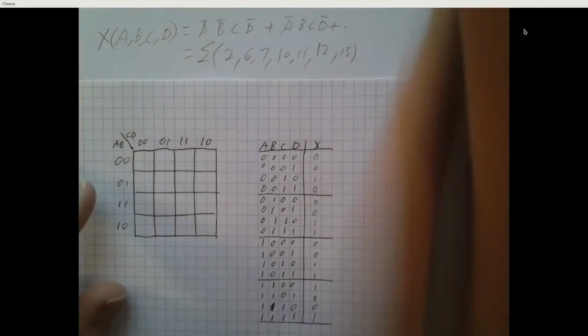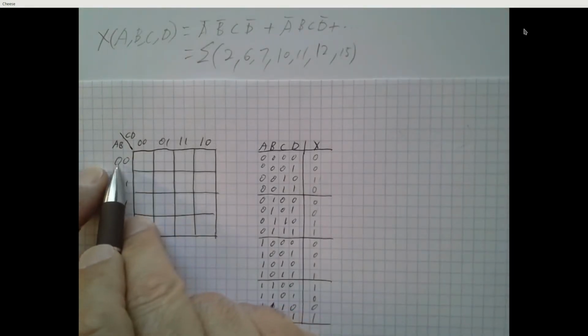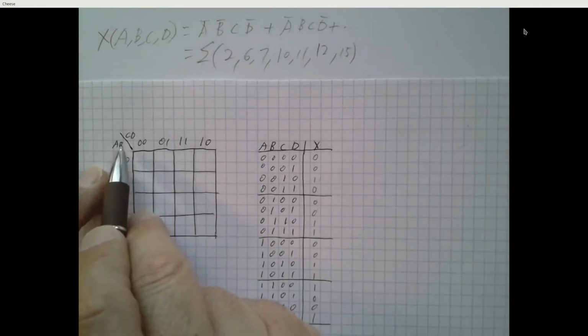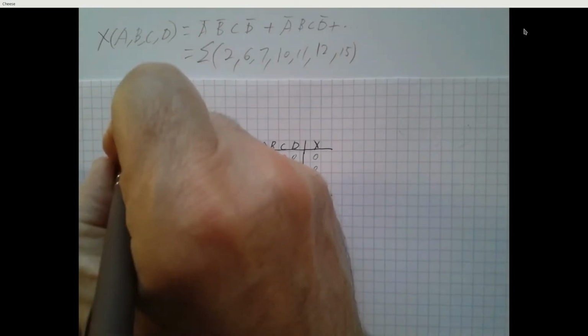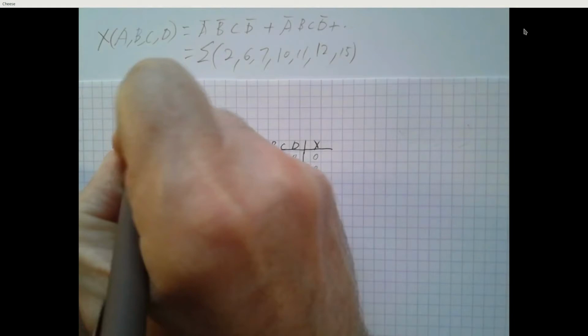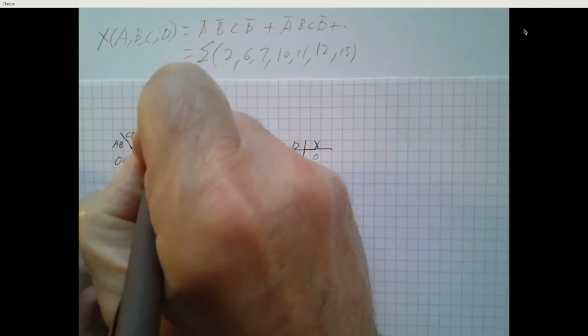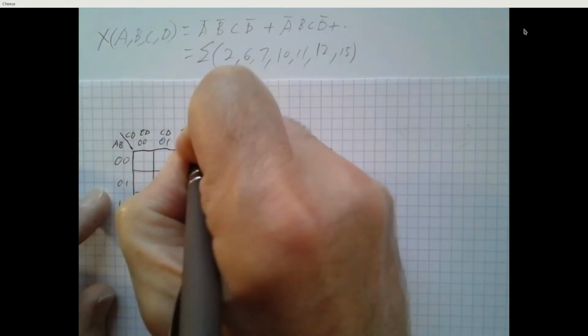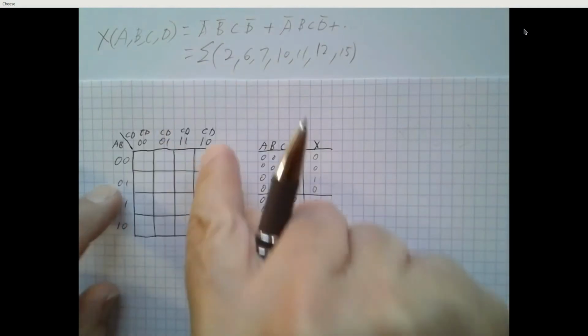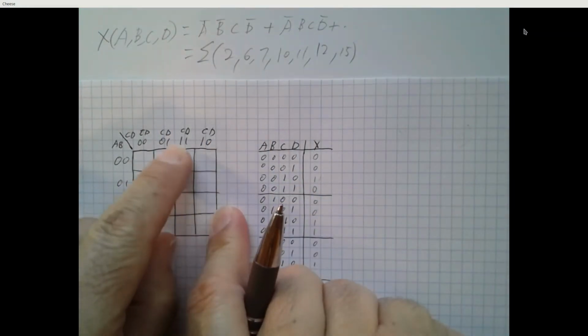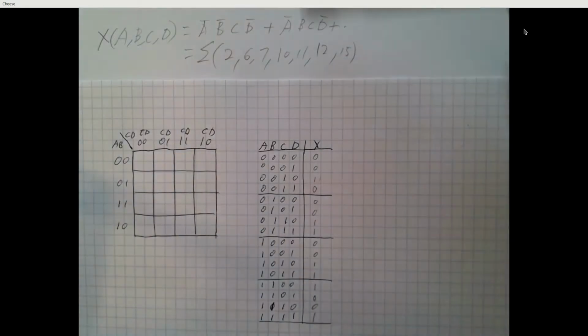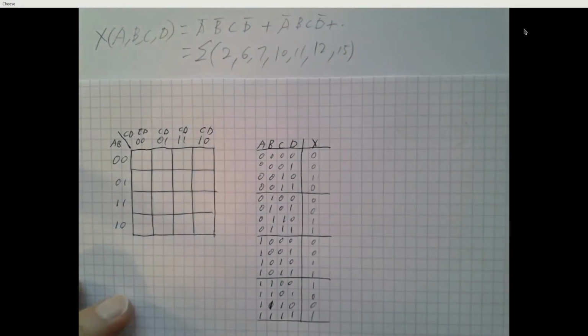And the way we think of this, right, is this entry means A equals 0, B equals 0. This row means A equals 0, B equals 1. And we can think of a little CD above each of these entries. So this column, for example, corresponds to C equals 1, D equals 0. This is C equals 1, D equals 1. Okay, and we'll see what we do with that in a few minutes.